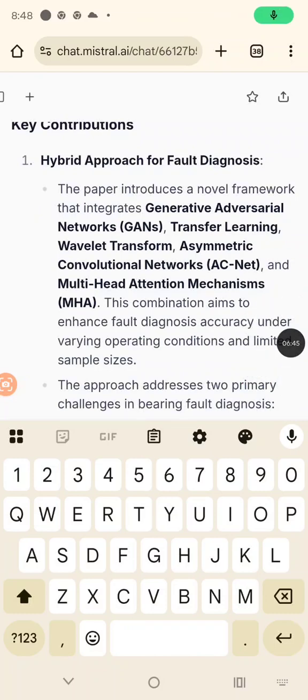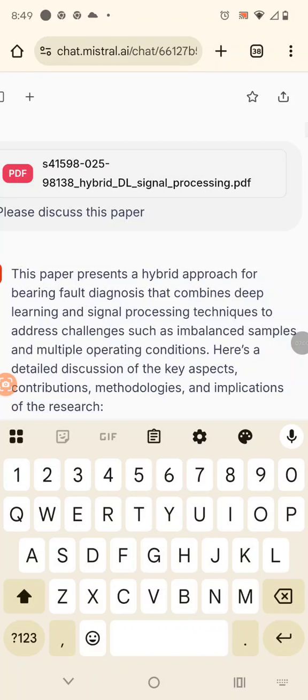So there you have it, the 4 key components: generative adversarial network, transfer learning, wavelet transform, and asymmetric convolutional network with multi-head attention mechanisms, and together they come up with a hybrid approach for bearing fault diagnosis.